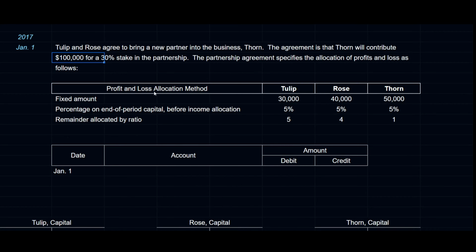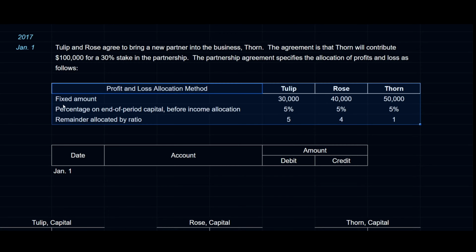We can see that a fixed amount is the first thing to allocate in the amount of $30,000 to Tulip, $40,000 to Rose, and $50,000 to Thorn. Then we would take a percentage on the end of year capital balance before this income allocation process of 5% each. The remainder will be allocated by a ratio of 5-4-1. We'll return to this chart in a little while to allocate profits and losses to each partner.